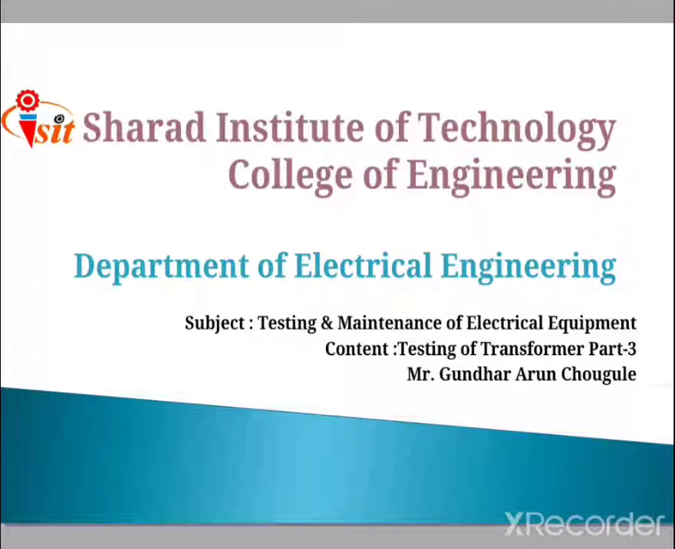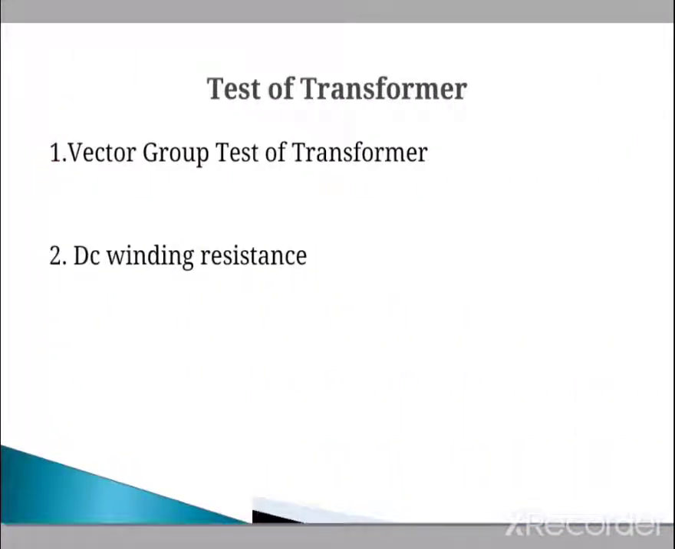Hello friend, we have to discuss the testing of transformer part 3. In this testing, we have to discuss the two types of test: vector group test of transformer and DC winding resistance.